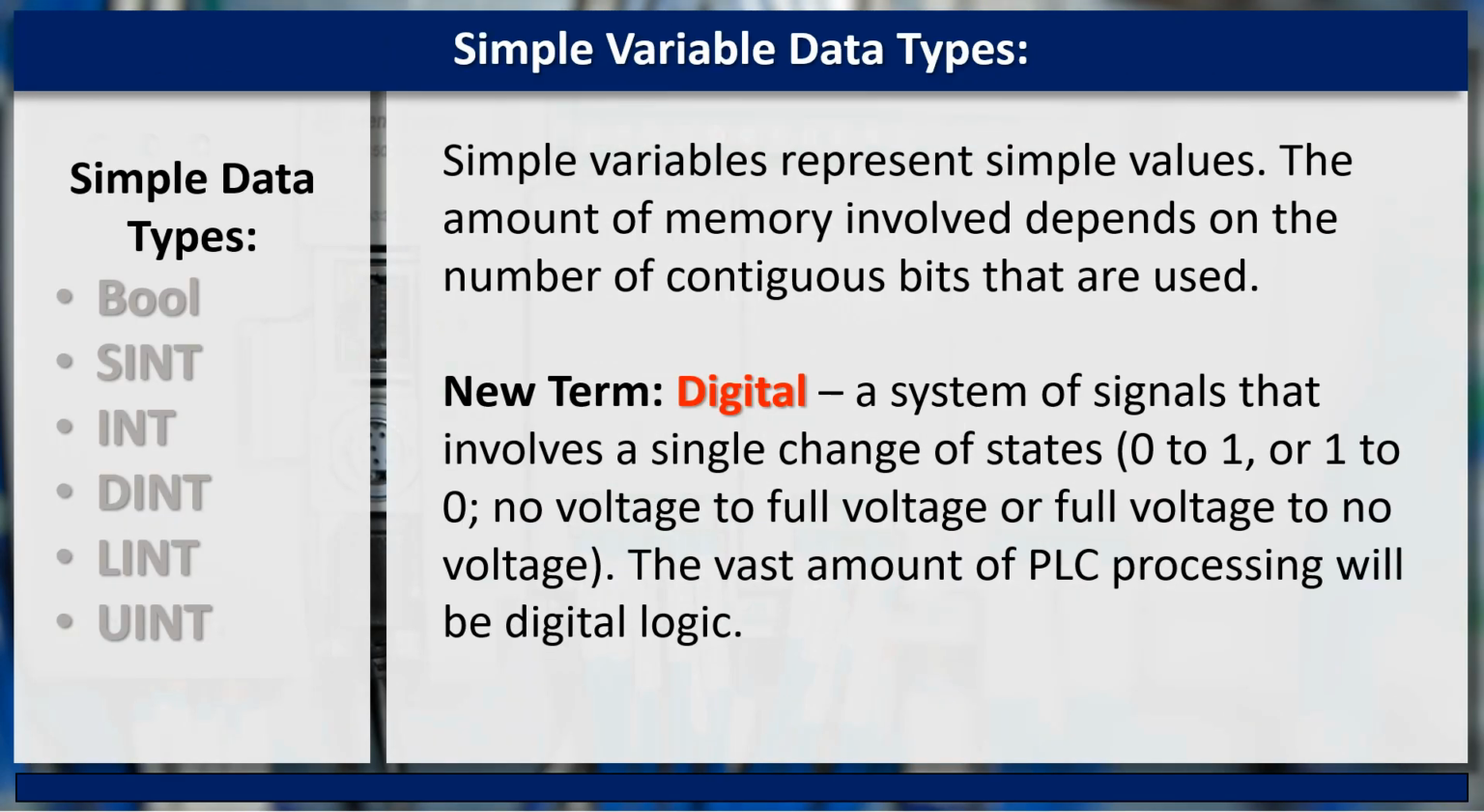Simple variables represent simple values. The amount of memory involved depends on the number of contiguous bits that are used. Here's a new term that we should get clear: digital. Digital is a system of signals that involves a single change of state, 0 to 1 or 1 to 0, as in no voltage to full voltage or full voltage to no voltage. The vast amount of PLC processing will be digital logic.